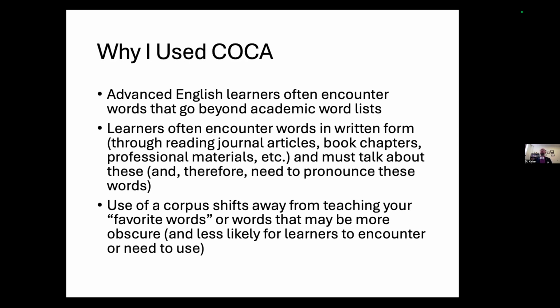Also, the use of a corpus helped me shift away from teaching my favorite words or words that were more obscure. With more obscure words, learners may not find them as often. So the corpus really helped me prioritize those words to use.